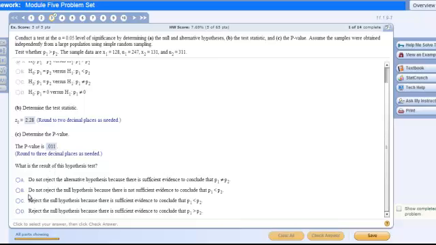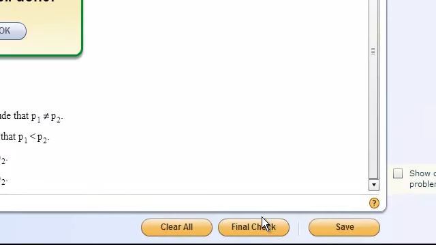So here we reject the null hypothesis because there is sufficient evidence to conclude, and our conclusion is toward our alternative hypothesis, which is P1 is greater than P2. So it would be that one, and let's check it.